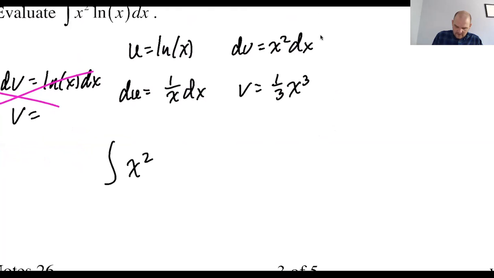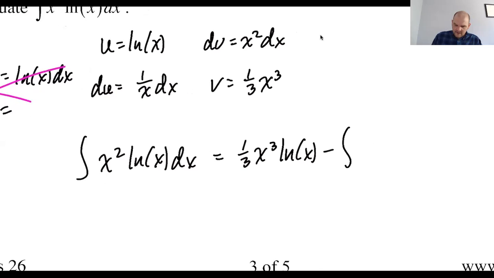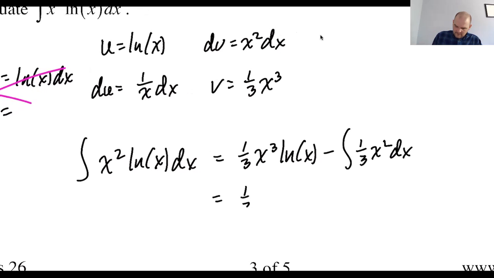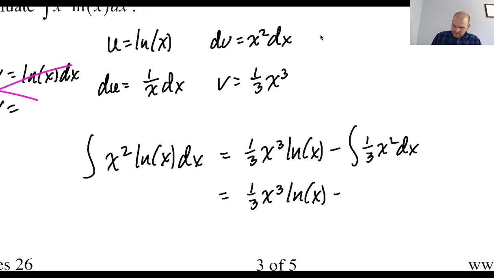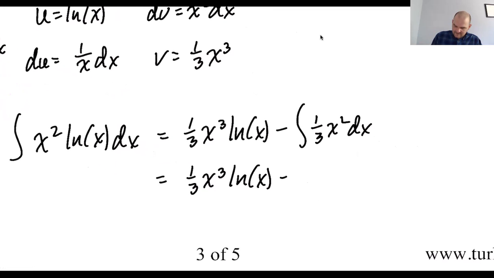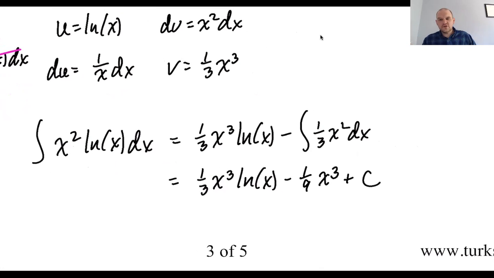So the integral of x squared natural log of x dx is going to be uv, so 1/3 x cubed natural log of x, minus the integral of v du, so that's 1/3, and then x cubed times 1 over x is x squared dx. So we're going to get 1/3 x cubed natural log of x, and then minus, what do we get? 1/3 times 1/3, so 1/9 x cubed plus c. So that's kind of interesting because there's an x cubed in both of them.